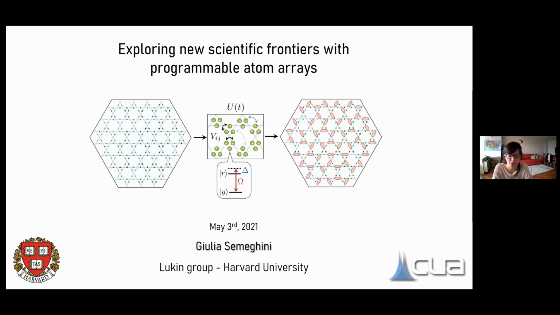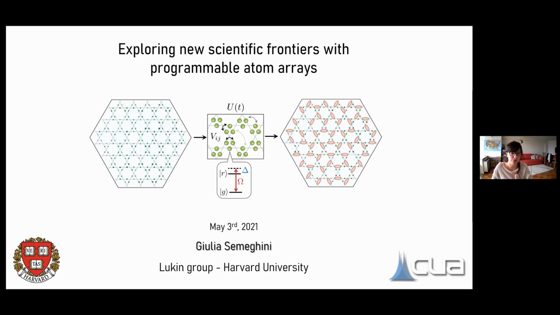Okay, hello everyone, and thank you very much for having me here. So today I'm going to talk to you about some of the most recent results from our lab at Harvard, where we use these programmable arrays of Rydberg atoms to study some interesting quantum phenomena.